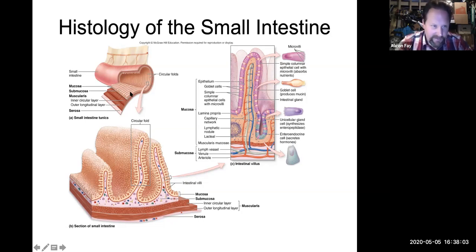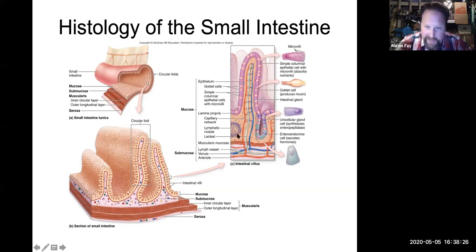Circular folds are macroscopic structures you can see with the unaided eye, right? So if you take a blow up of this little section right here, big circular folds that you can definitely see. Coming off those circular folds, you see finger-like projections. These finger-like projections, those are the villi, right? Villi are quite small. You're not going to be able to see them with the unaided eye.